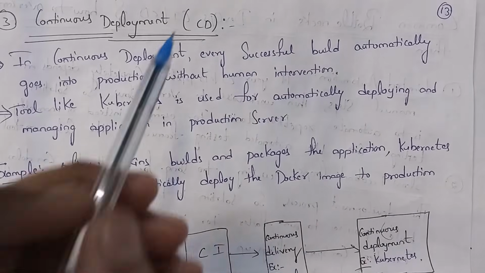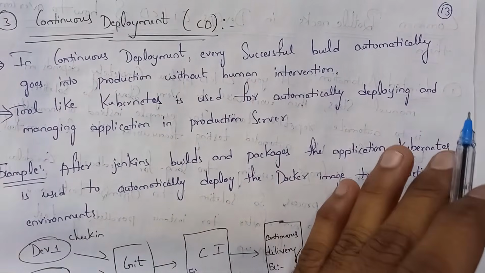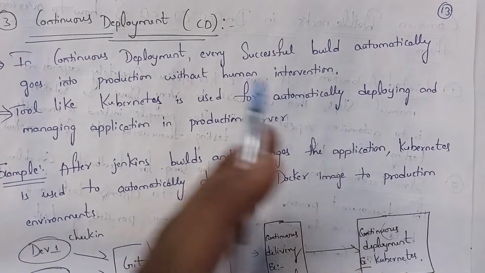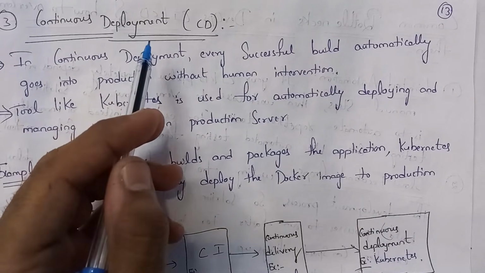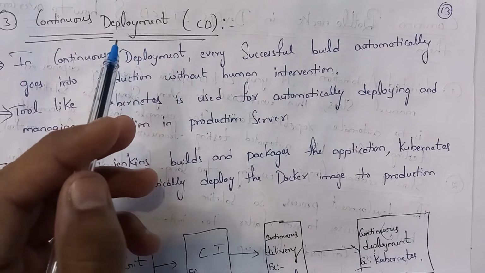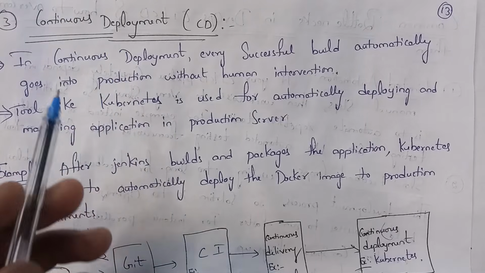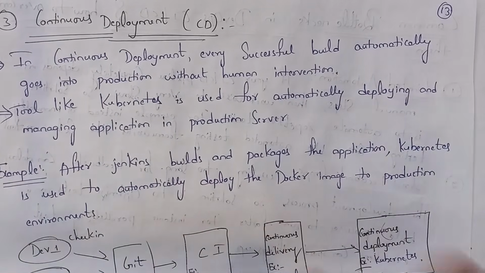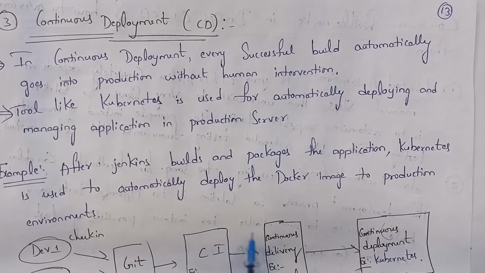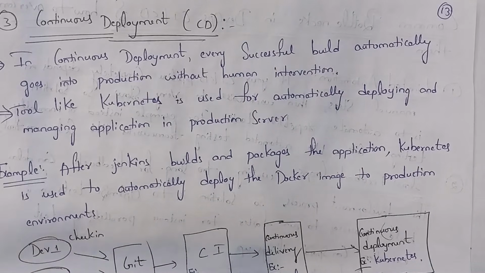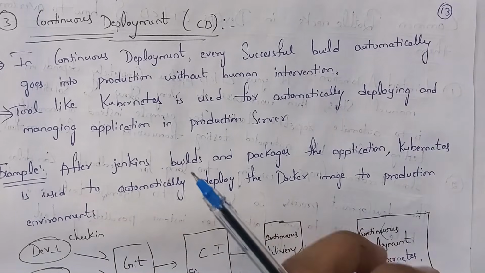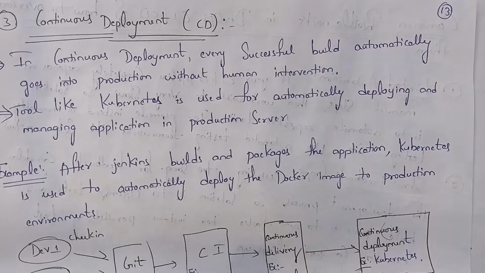Guys, CD stands for continuous delivery and continuous deployment. Continuous delivery is nothing but placing our application in a sample server, whereas continuous deployment is nothing but placing our application into the actual production server. If we place our application into the actual production server, all users can access that application. For example, if you consider the Amazon application, we all can access it because that application is present in the production server.